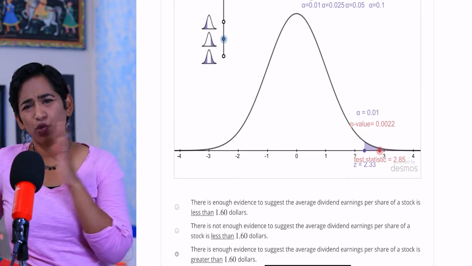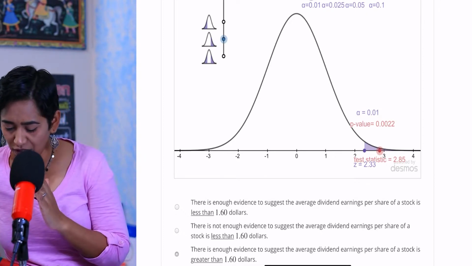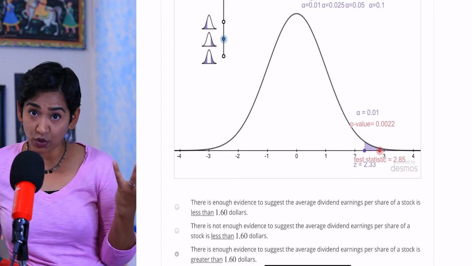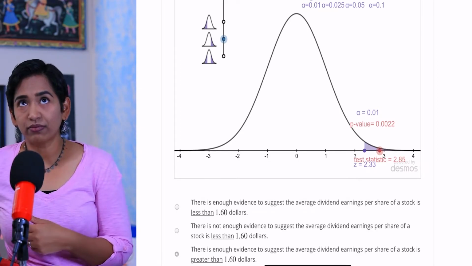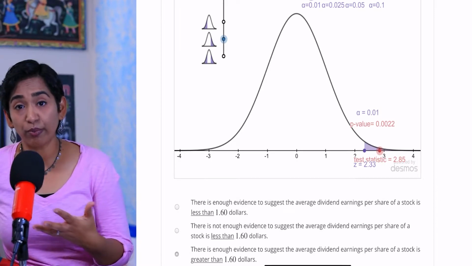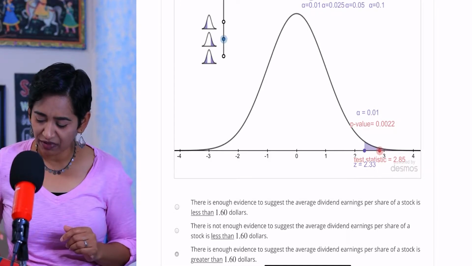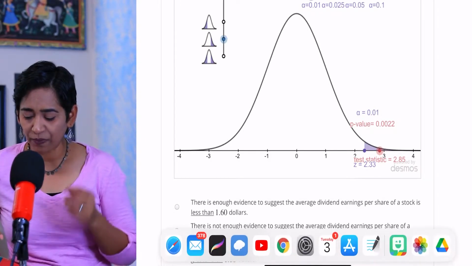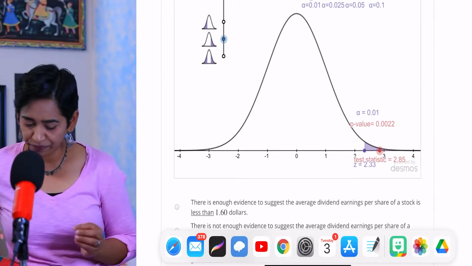My test statistic is 2.85 and my p-value is 0.002. So there are two ways to look at it. As you can see, the test statistic falls in the critical region. That's one way of looking at it, or rejection region. And I can also compare my p-value to alpha. So let's go ahead and do the second method, comparing the p-value to alpha because they asked us to. And the p-value from here is 0.0022.